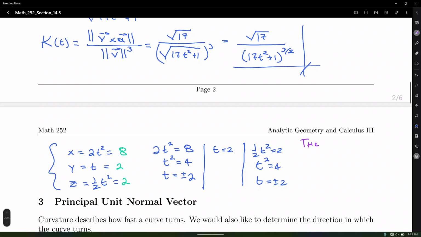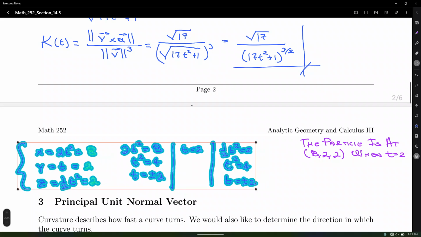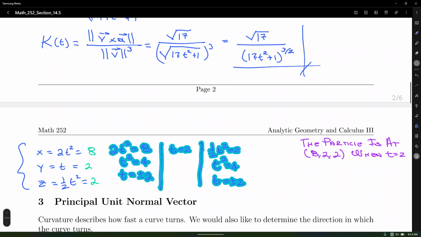That means the particle is at the point (8, 2, 2) when t equals 2. Let me make some space in here to find the curvature at that value of t.